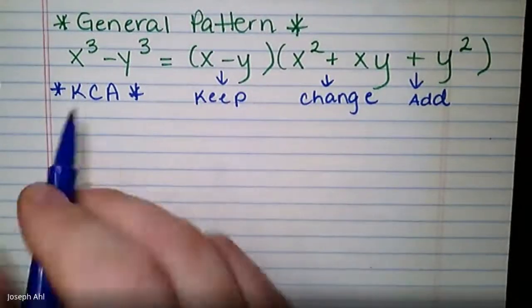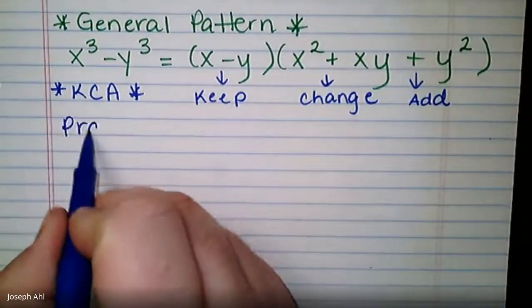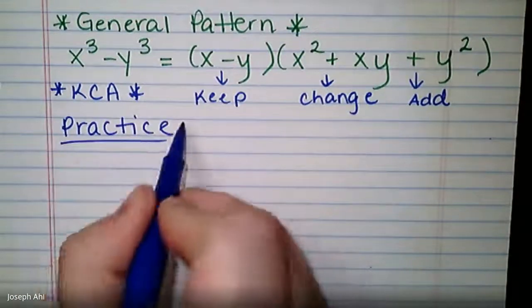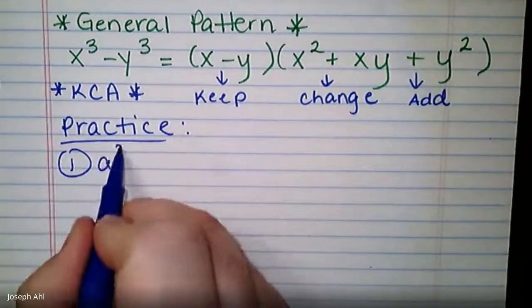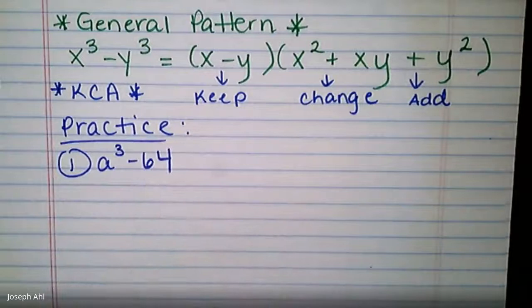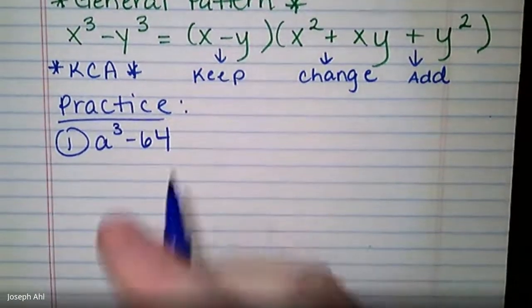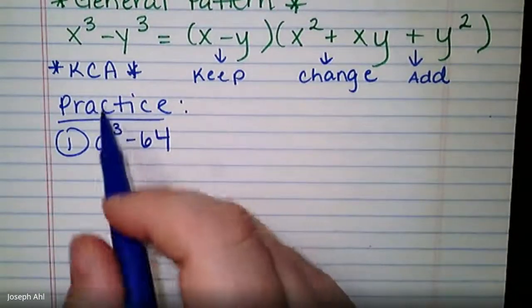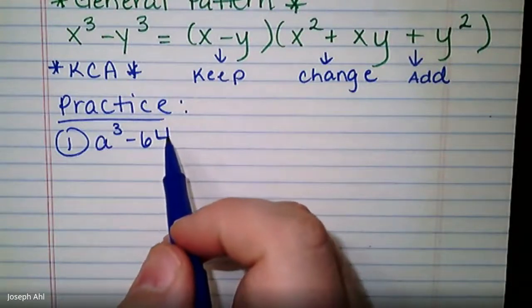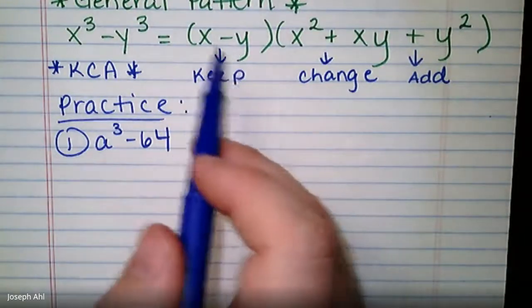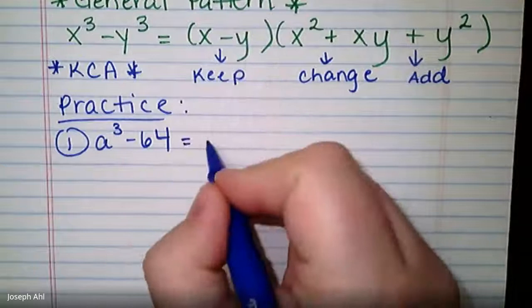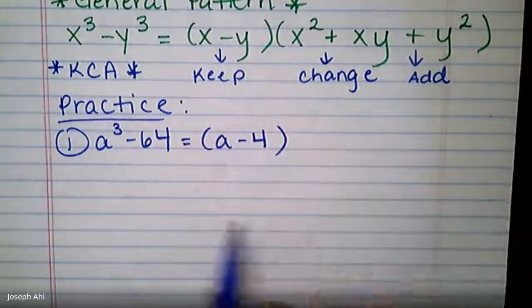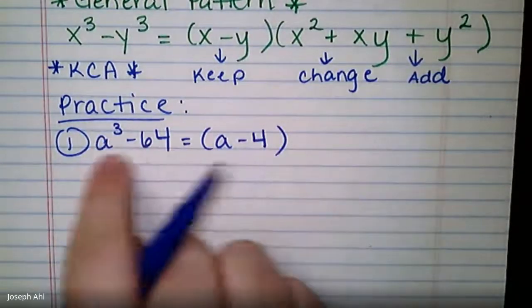All right, let's do some practice. So for practice, we'll start with a cubed minus 64. All right, so those are both perfect cubes, right? A cubed definitely makes sense. 64 is 4 cubed. And knowing that helps me to get that binomial first, right? So it would be a minus 4 to start. That's the cube root of each of these.